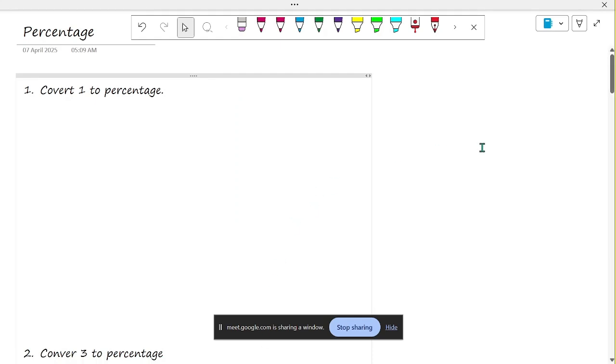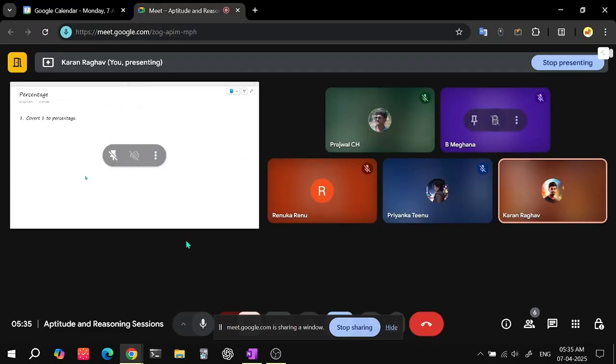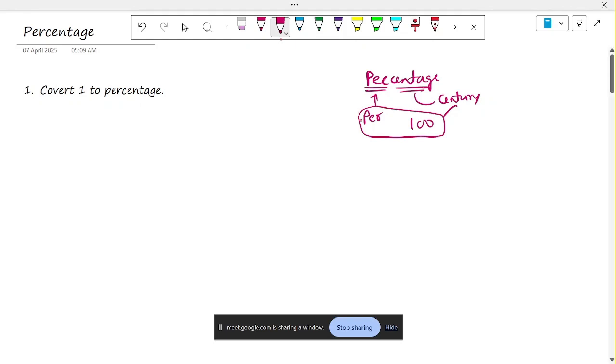How will you convert a number into percentage? Okay, first let me tell you what is percentage. Percentage has got two words: per cent. Cent is century. Century is how much? 100. Means you are going to calculate the given question for per 100.